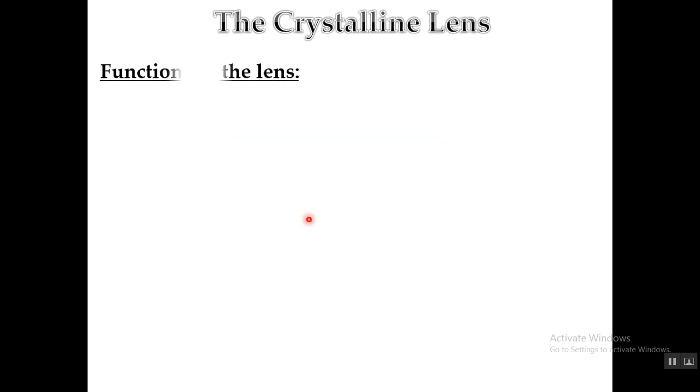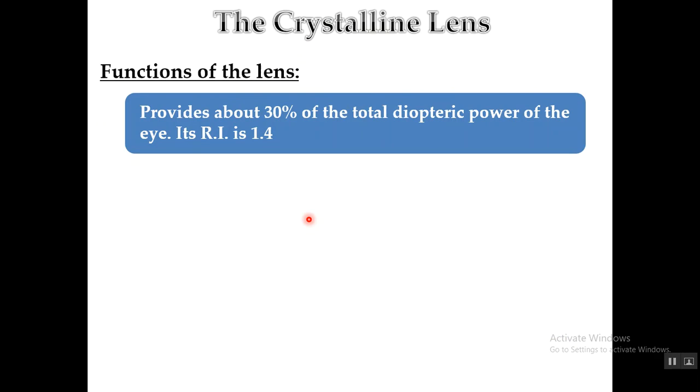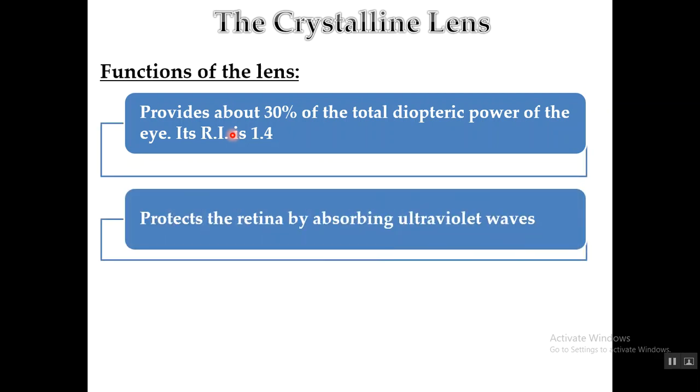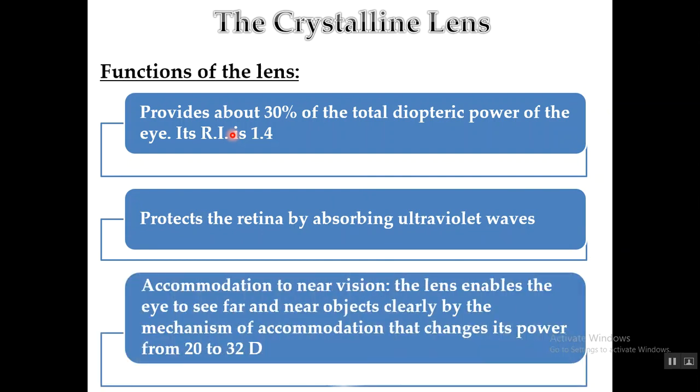What about the function of the lens? Number 1, it provides 30% of the total refractive power of the eye, so it provides about 20 diopters, and its refractive index is about 1.4. Number 2, it protects the retina by absorbing any ultraviolet rays passing through it. The last function is accommodation. It provides accommodation to near vision.